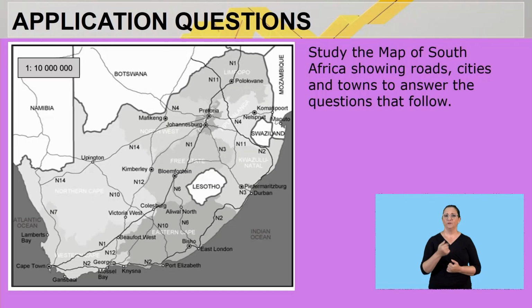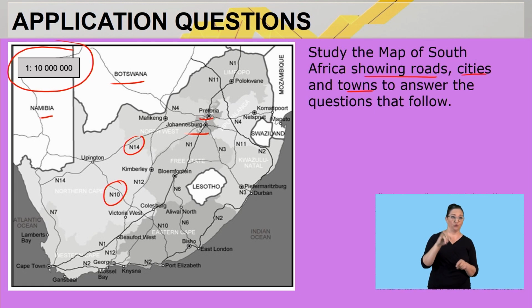So this question we are saying, study the map of South Africa showing roads, cities and towns to answer the questions that follow. Now let's quickly see what our map is all about. So here, first thing I note is that there's a scale given and our number scale is saying 1:10 million. I can also see some neighboring countries, Botswana, Namibia, Mozambique, on our eastern side, northeastern side, and then also some national roads, as well as important places, right? Cape Town, Johannesburg, Pretoria, Polokwane, and so on, as well as obviously our provinces.